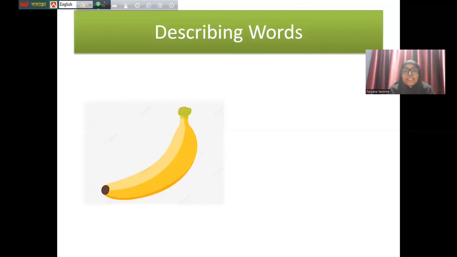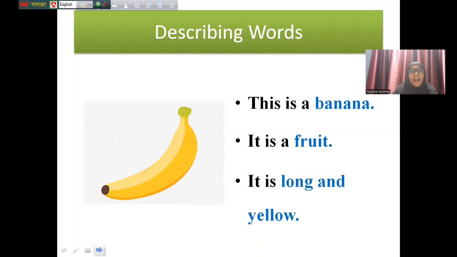Yes. What is it? Yes, this is a banana. This is a banana, right? This is a banana and it is a fruit. It is long and yellow, right? It's not a short one. It is long and yellow.